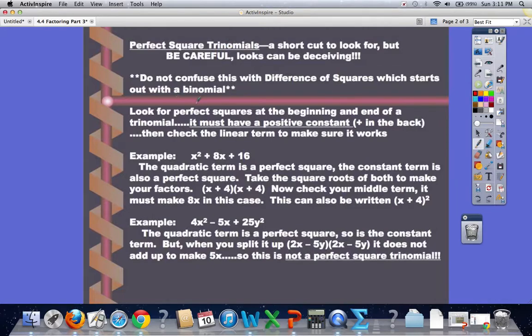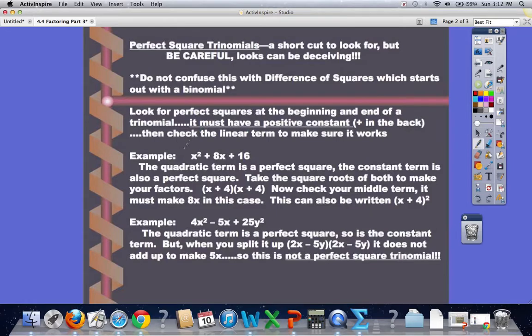Look for perfect squares with these perfect square trinomials. Look for the perfect squares at the beginning, the quadratic term, and the end, and that's the constant term. And the trick is it must have a positive constant, a plus in the back end, or it will not be a perfect square trinomial. Okay? Then check the linear term to make sure it works. That means check that middle, because sometimes it works, sometimes it doesn't.